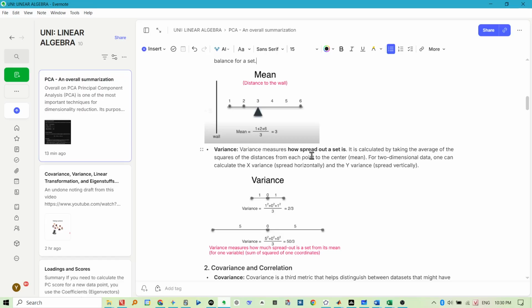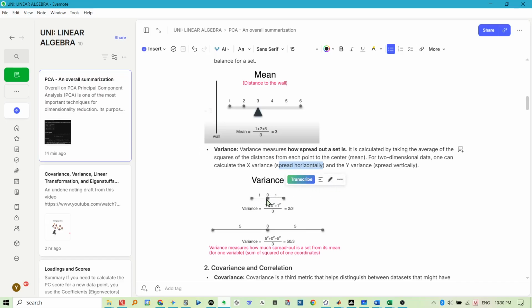Variance measures how spread out a set is. It is calculated by taking the average of the squares of the distances from each point to the center, in this case the mean. For two-dimensional data, one can calculate the x variance, spread horizontally, and the y variance, spread vertically.